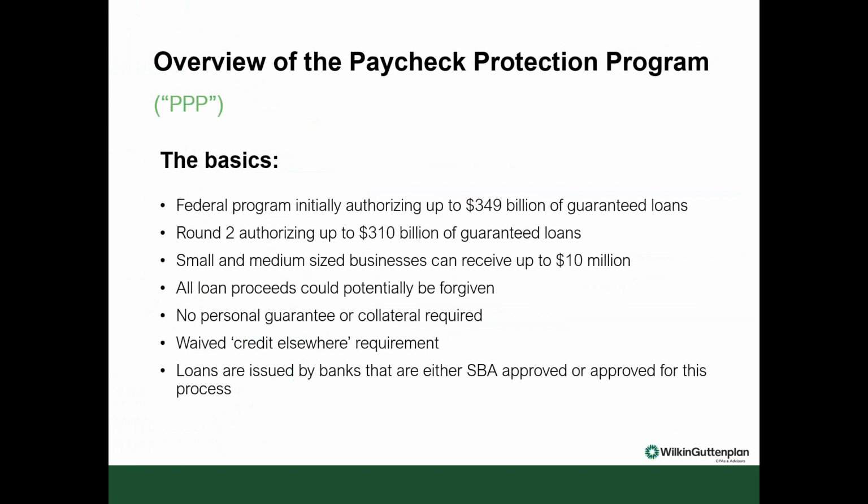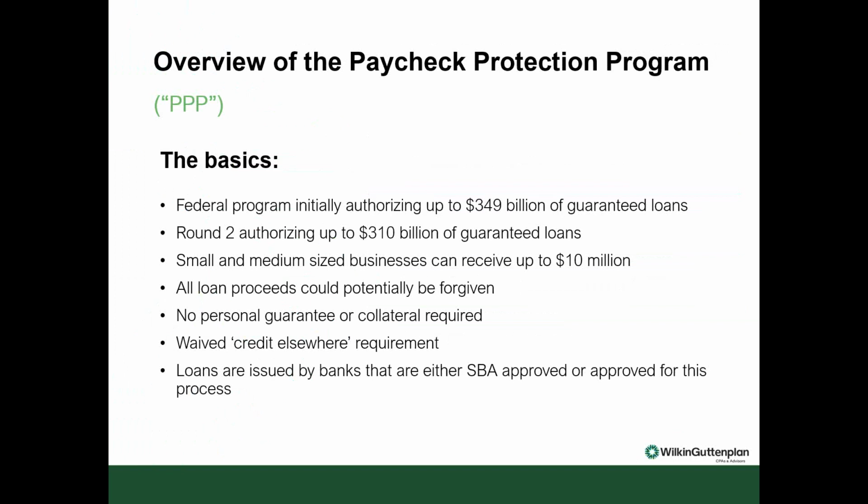Recently, Congress and the President signed a new round of funding authorizing up to $310 billion of additional guaranteed Small Business Administration loans. This $310 billion second round of funding is active right now. About half of it has been used, to my understanding, so the program is still open and applications are still being taken.